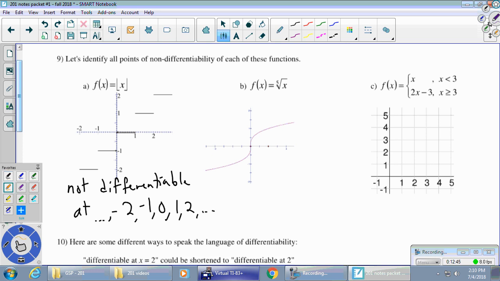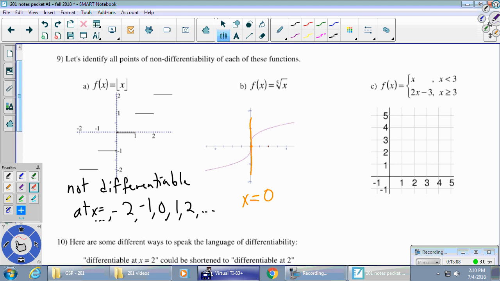Okay, this next middle picture here is the 5th root of x, and you can see that there's one bad spot right there at the origin. What kind of tangent line do we have there? We have a vertical tangent line. And so x equals 0 is the spot where this one is not differentiable. I'll put an x equals here. Okay, and then the last one is work for us to do.